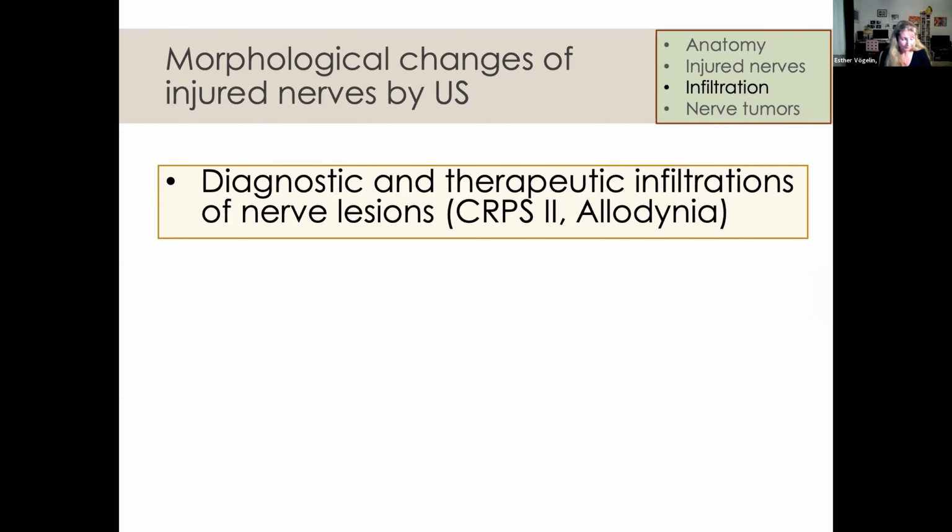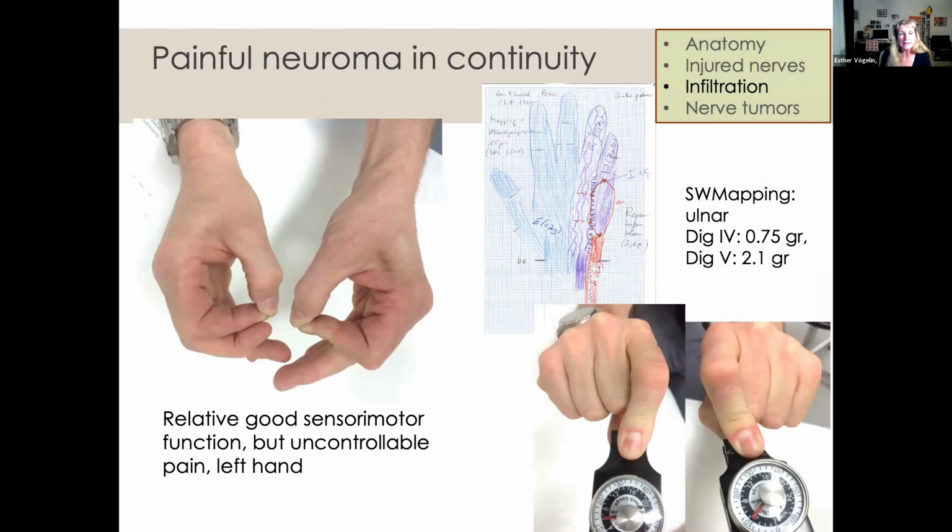Now, to the diagnostic and therapeutic infiltrations of nerve lesions, I only want to show you one example. This is a carpenter who had an ulnar nerve injury 13 years ago and has been grafted in the distal forearm of his left hand. And he actually had a quite nice motor function. You see here the first dorsal interosseous muscle and the intrinsics. He had quite nice sensation.